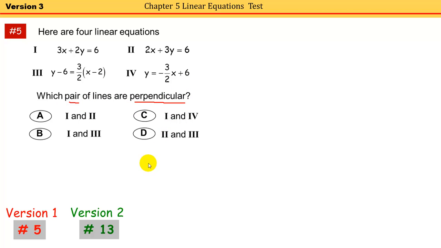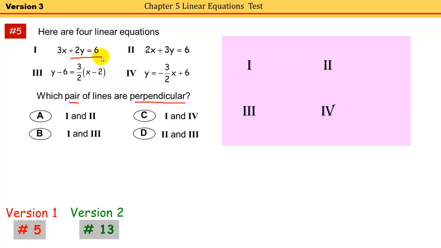Number 5. Here it says here are 4 linear equations, in which pair of lines are perpendicular? So perpendicular has everything to do with slope. So really we want to take a look at all 4 of these slopes and compare them. The first 2 are in standard form, so I would have to go ahead and calculate those. But both 3 and 4, this is in point slope form and this is in slope intercept form. So if you understand these forms, you would know that these are our slopes right away. So really the only 2 we have to calculate are 1 and 2. These 2 are given to us.